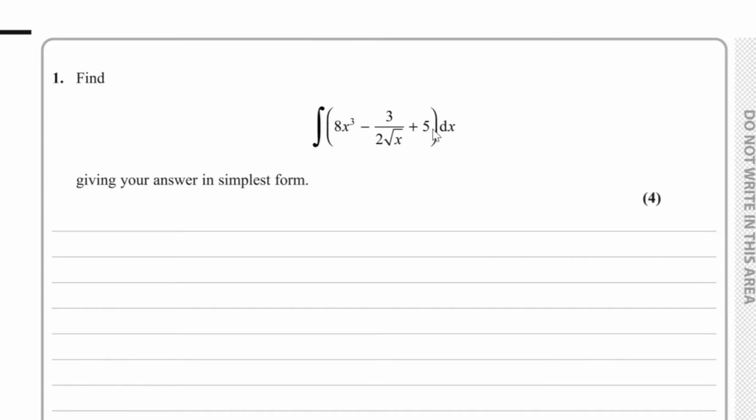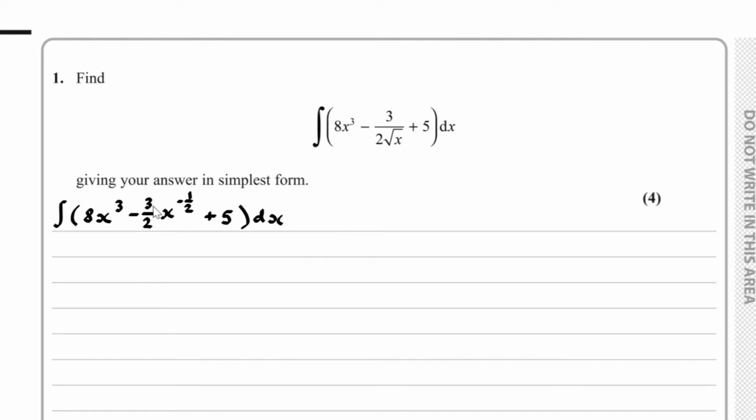Well, we can rewrite this integral as the integral of 8x to the power of 3 subtract 3 over 2 multiplied by x to the power of negative 1/2 plus 5 with respect to x.